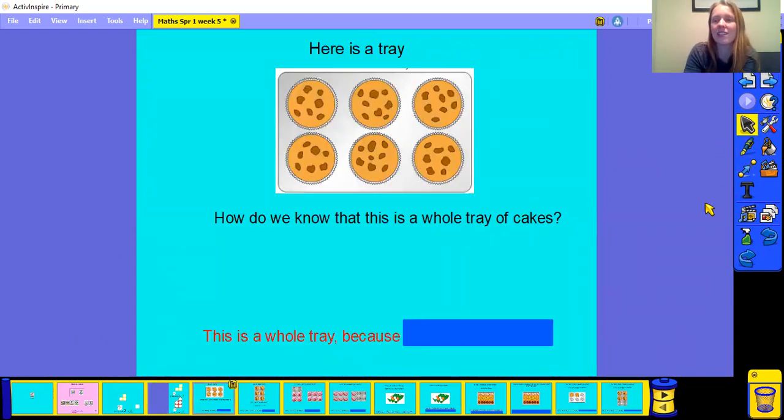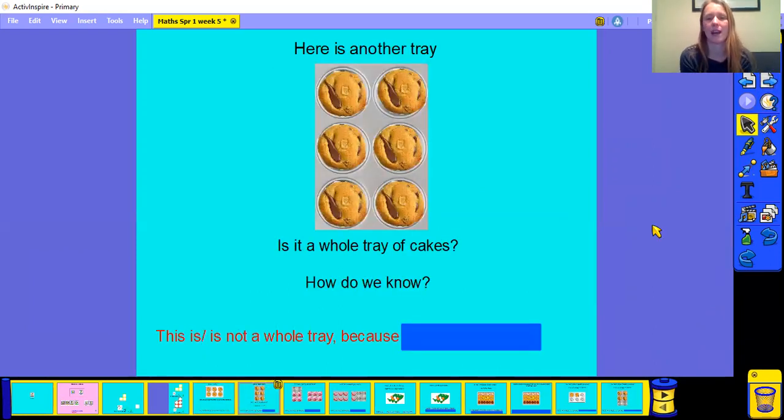Okay, today we're going to continue learning about the whole number, but we're going to do it in a different way today. So here is a tray. How do we know that this is a whole tray of cakes? Have a look. There are 1, 2, 3, 4, 5, 6 cakes in the tray. Can you see any holes or any gaps? No, the tray is full. We know this is a whole tray because we have all of them. It's a whole tray of cakes because we have all of the cakes.